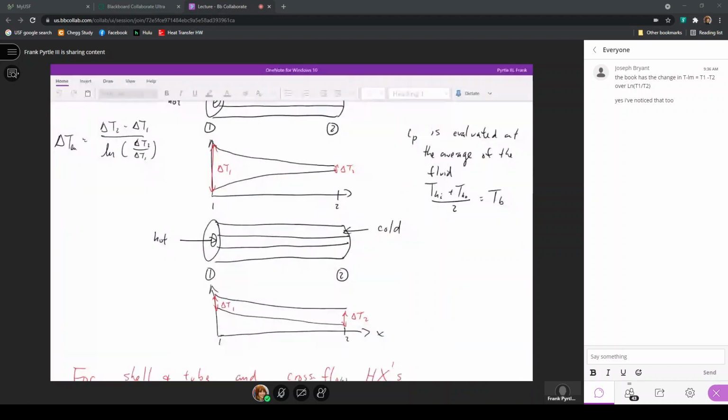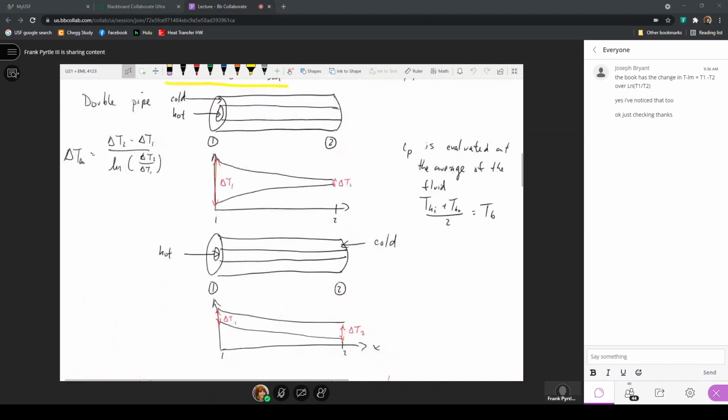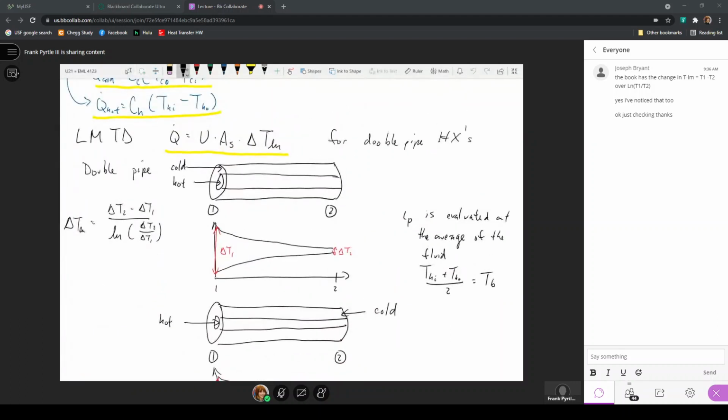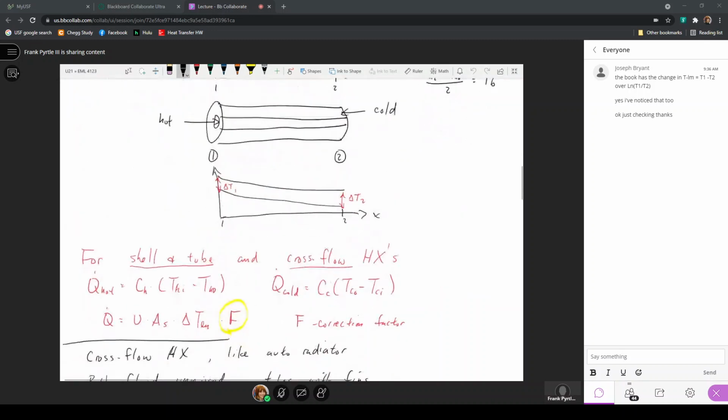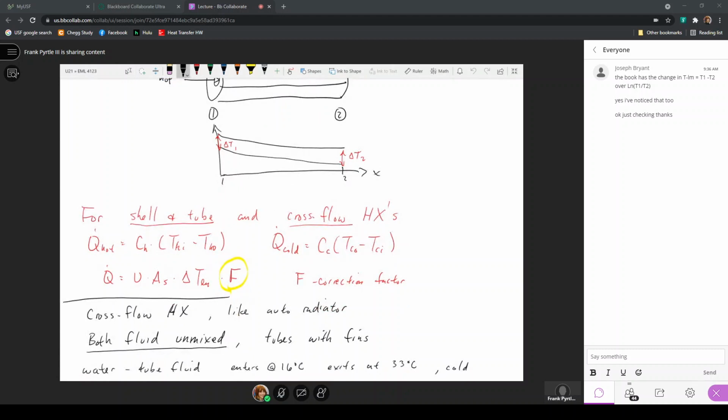So when we're writing these expressions for the log mean temperature difference to calculate the heat transfer rate between the two fluids, it's very direct in that Q dot is UA times the log mean temperature difference when we use a double pipe heat exchanger. But for the other arrangements, the shell and tube and the cross flow heat exchangers, in order to use the log mean temperature difference method, we have to consider a correction factor, because in those two flow arrangements, the hot and cold fluid inlet and outlet temperatures are not in the same positions.